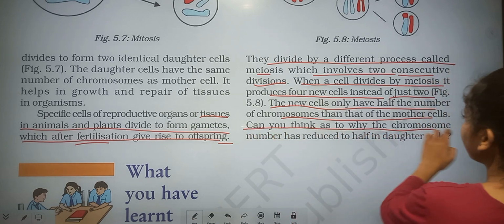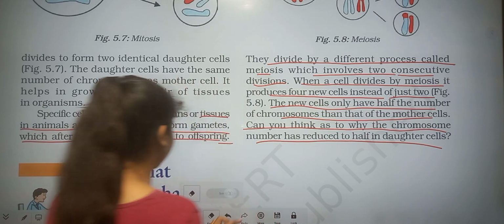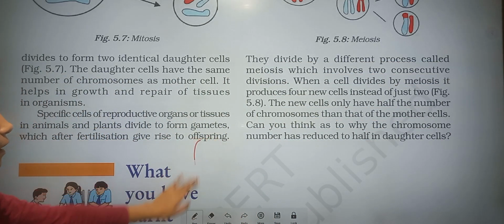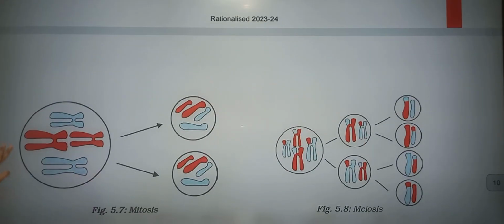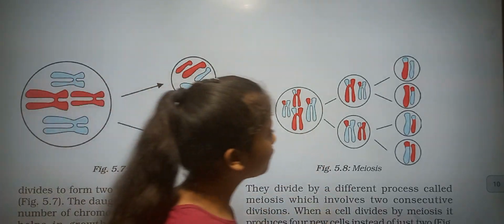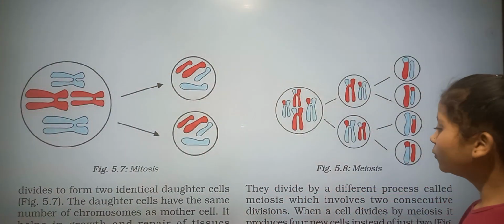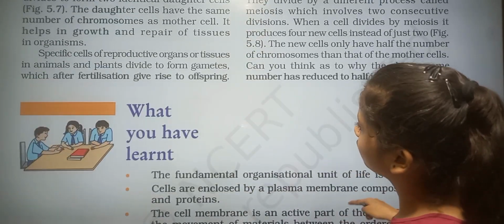Can you think why the chromosome number has reduced in the daughter cells? Here is a question, and this is the figure of meiosis and mitosis. This one is mitosis and this one is meiosis. I hope you understand this chapter, which is all about the cell, and this is what you have learned.